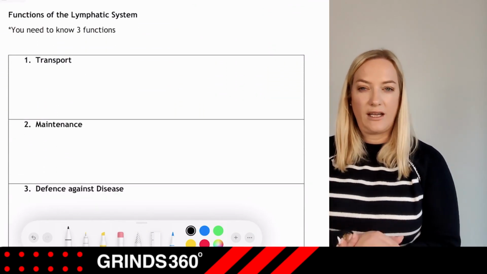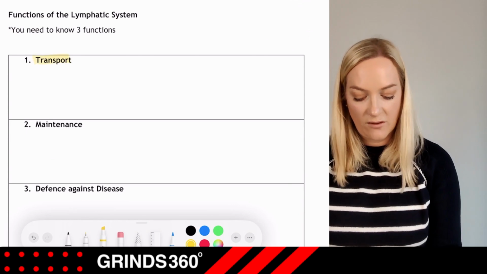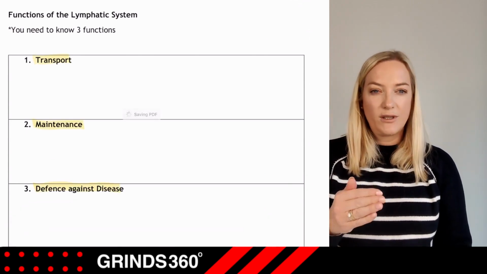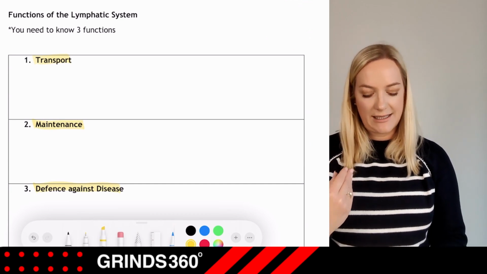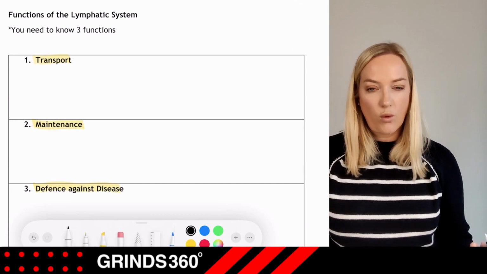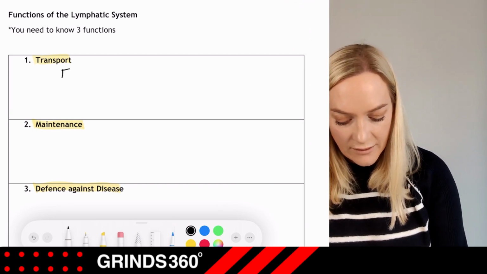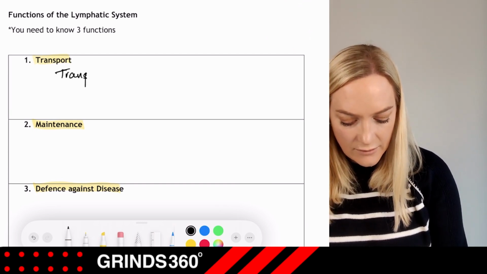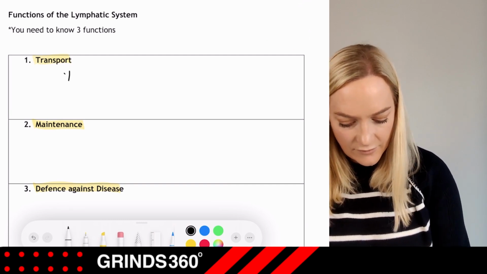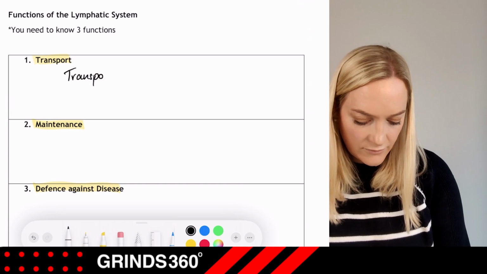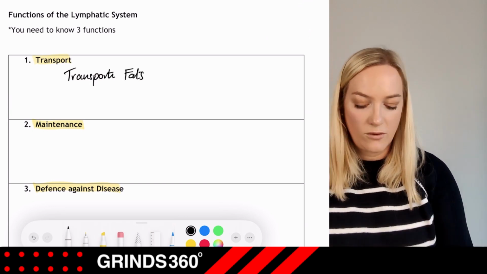Now, functions of lymph. Okay, so we're going to look at 3 functions of lymph. Under transport, and give an example. Under maintenance, and give an example. And under defense against disease, and give an example. So what does it transport? It transports fats. Sorry, I spelled that wrong. And it can also transport hormones.